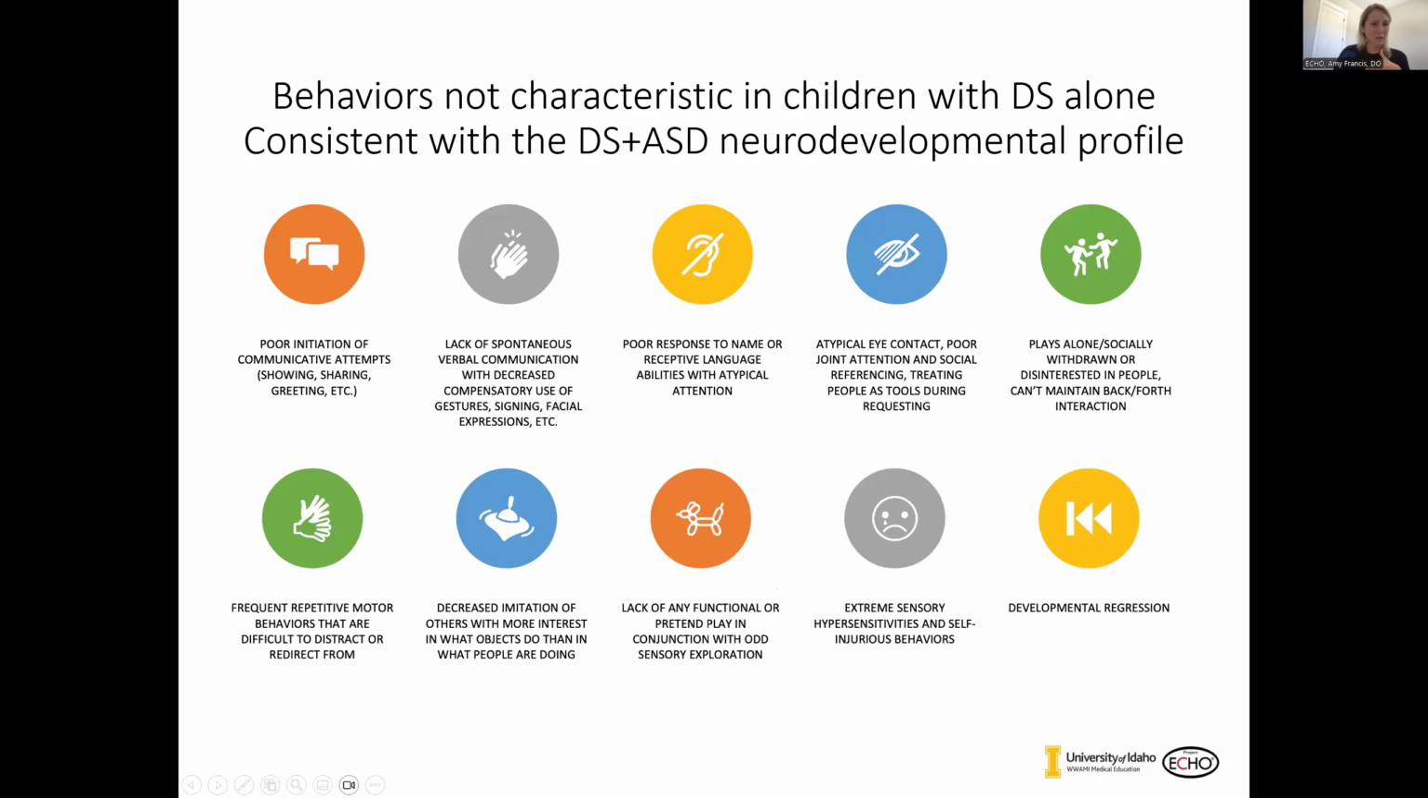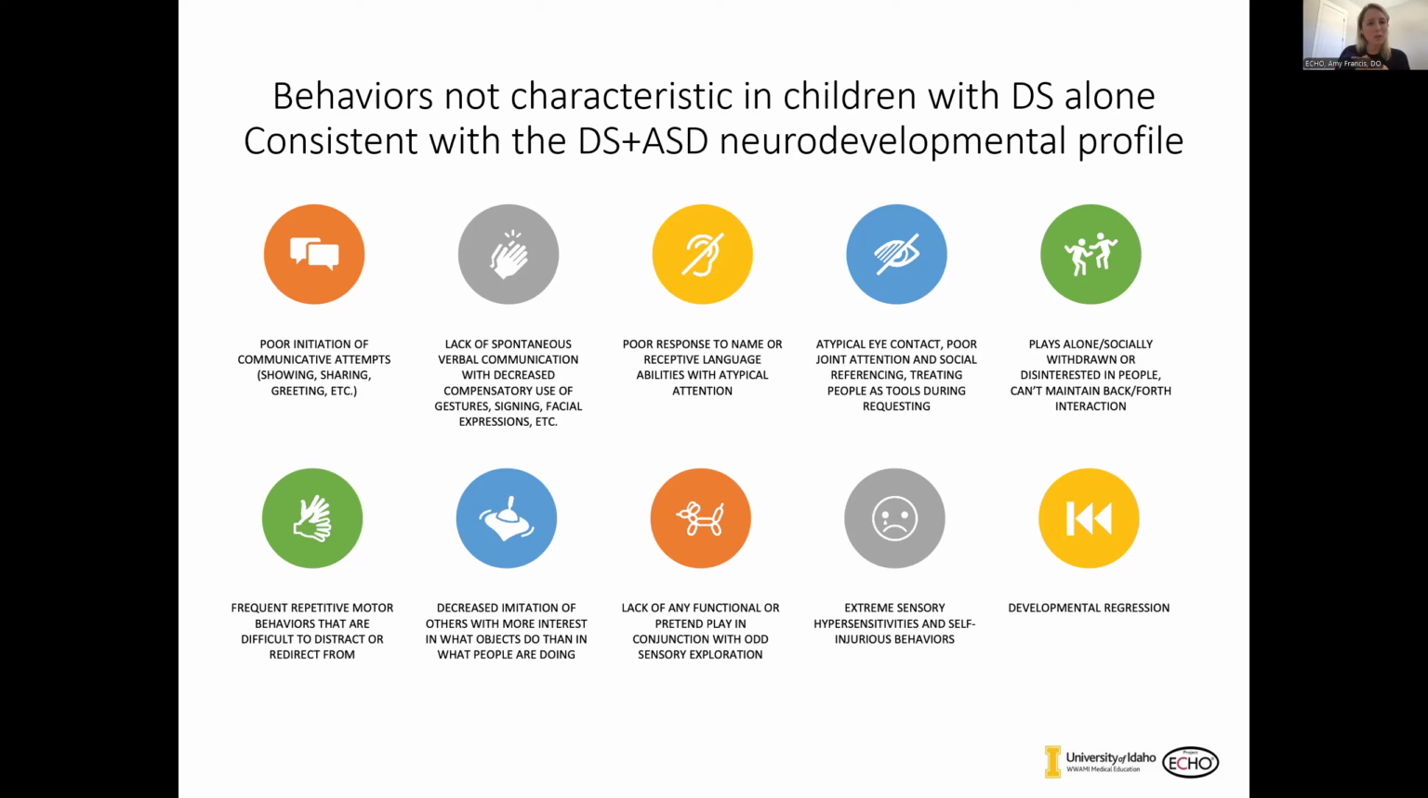So this summarizes the behaviors that are not characteristic in children with Down syndrome alone, but are consistent with children with Down syndrome and the co-occurring diagnosis of autism, okay? So poor initiation of communication attempts. So this is the lack of showing, sharing, greeting, giving, lack of spontaneous verbal communication with decreased use of compensatory gestures, signing, facial expression, using those nonverbals. Poor response to name or receptive language abilities with atypical attention, so lack of joint attention, atypical eye contact, poor joint attention and social referencing. They play alone more than children with just Down syndrome, and they are more socially withdrawn.